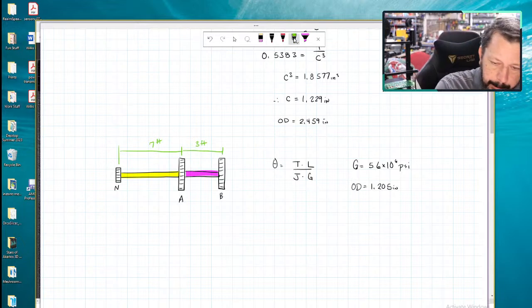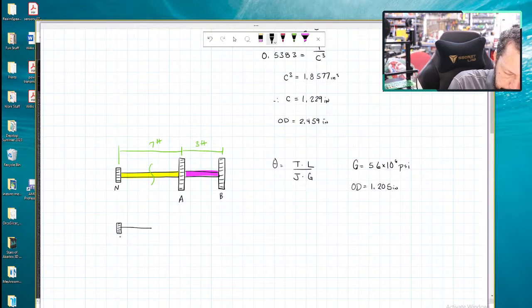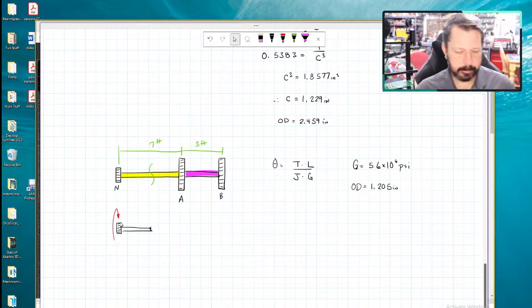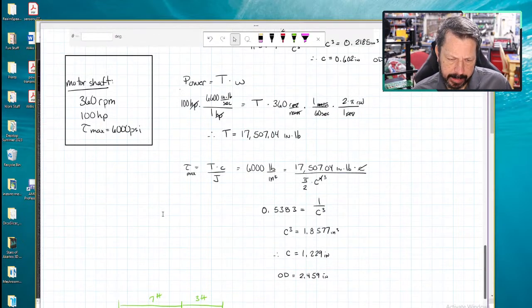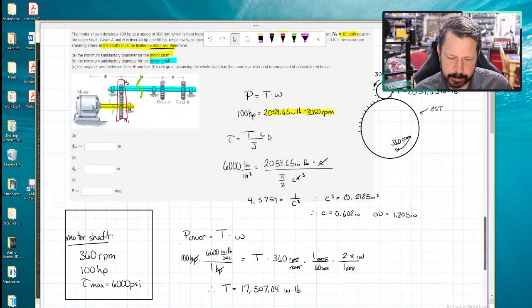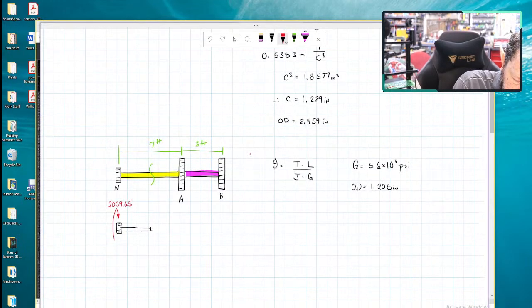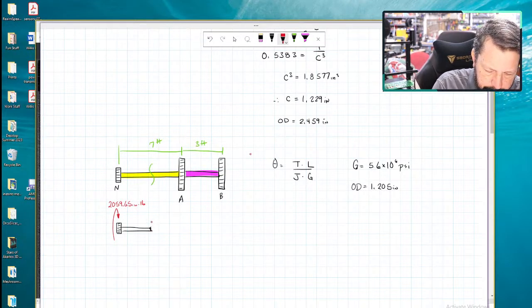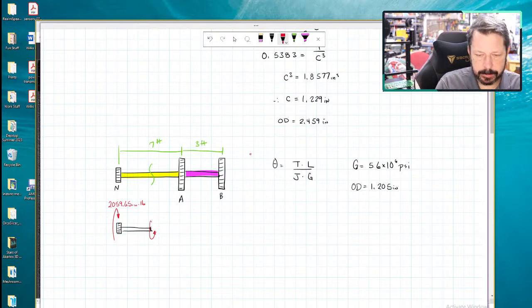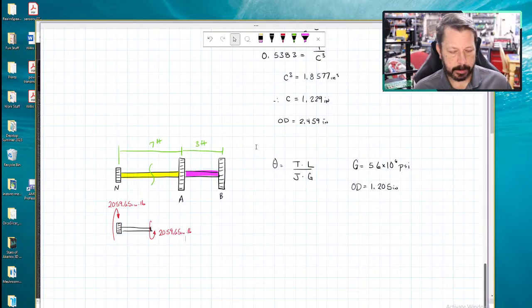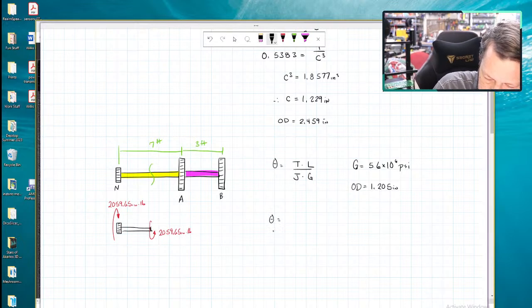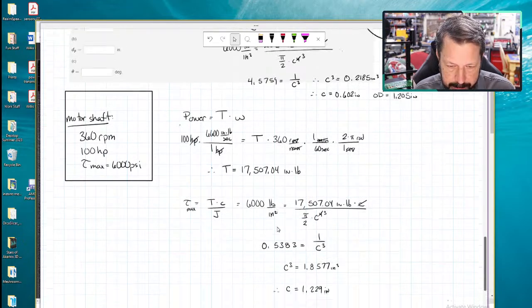The torque, all right? So the torque in this section, if I draw this little free body diagram, I've got an input torque here. I don't know which way it's going, but I've got some direction. That one was the 2,059.65 inch-pounds. And so the inner torque for that section, the yellow section, is also 2,059.65 inch-pounds. Okay, so we can figure out the angle of twist for that section. Theta equals 2,000. Let me make sure that number is right. 2,059.65.